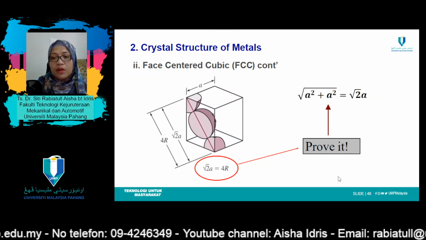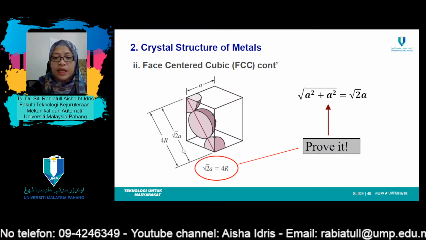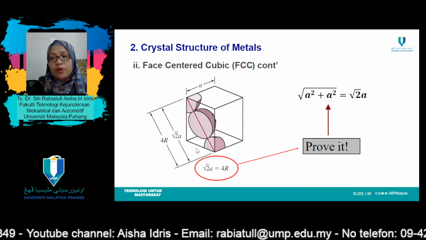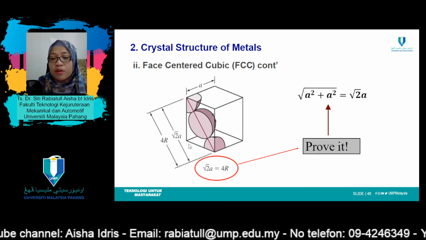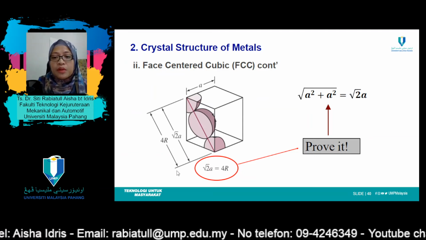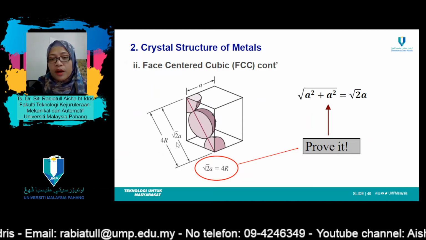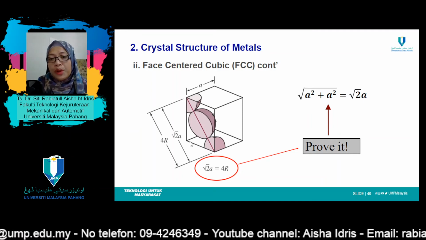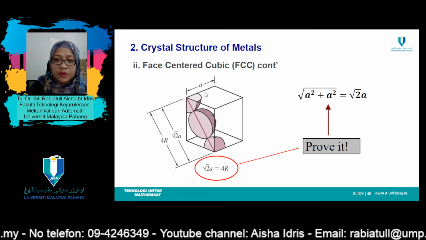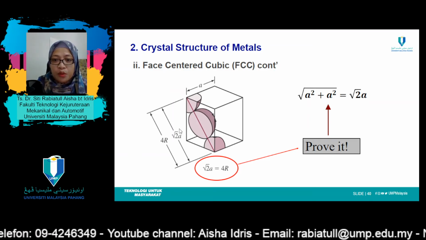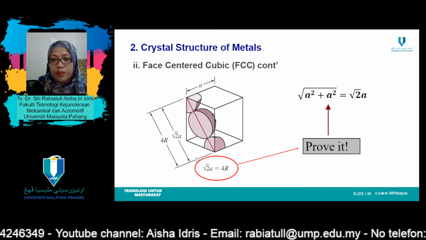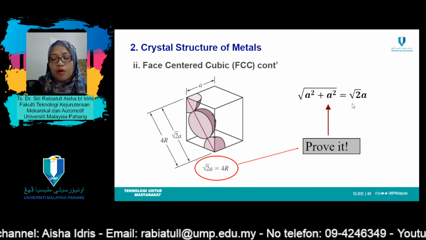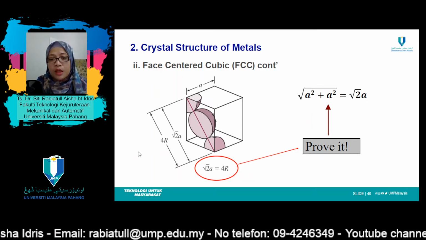Then before you calculate the value of APF, you need to find the relation between 4r and root 2 a over here. Normally, when a question is given to you, root 2 a is not there, only 4r. So that's why you need to find the relation between 4r and root 2 a. Root 2 a is obtained from this triangle: a squared plus a squared, take the square root of both, and you get this hypotenuse with the value of root 2 a equals 4r.